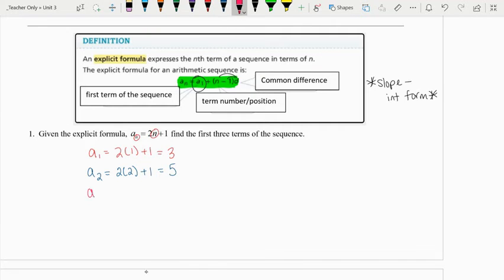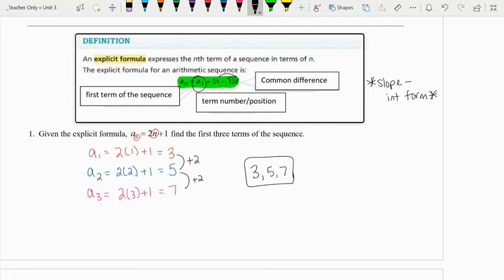From there, our last one would be 2 times 3 plus 1, which would be 6 plus 1, which is 7. Once you get 2 of them, you could have noticed that you just are adding 2 each time, so you didn't have to do the last one, but our answer would be 3, 5, and 7.